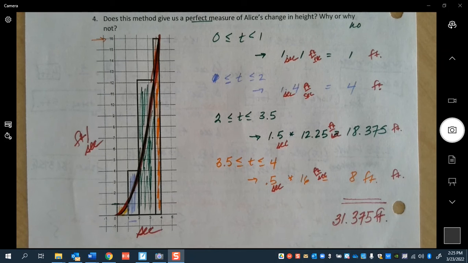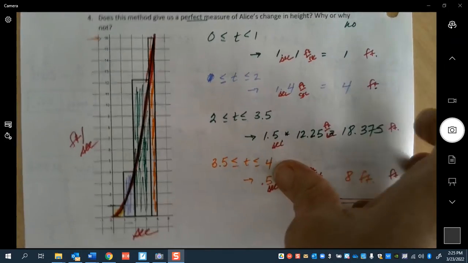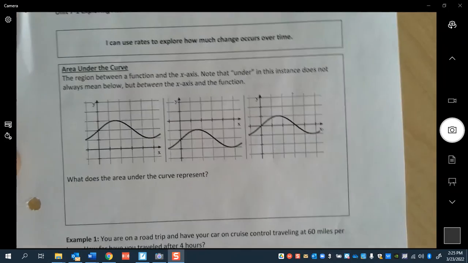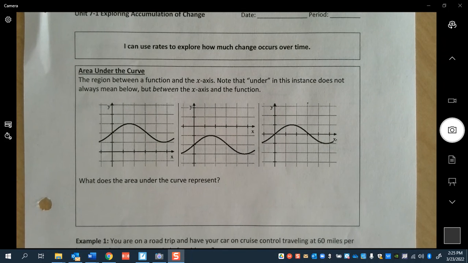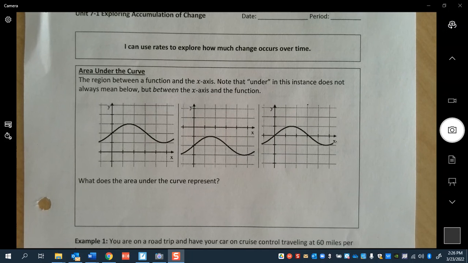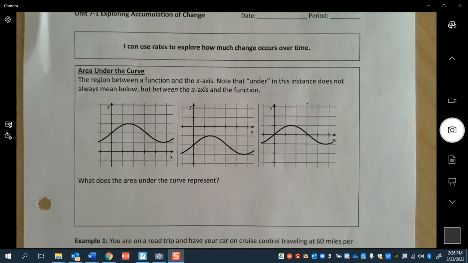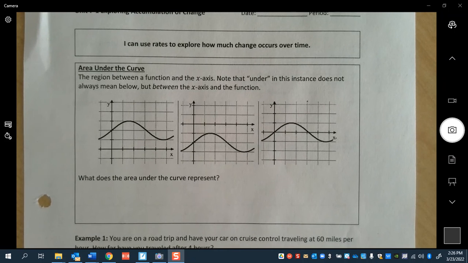So taking a look at today's notes, it introduces our next concept, which is I can use rates to explore how much change happens over time. And what we begin to talk about is the area under a curve, but an important conversation is what do we mean by the area under the curve?